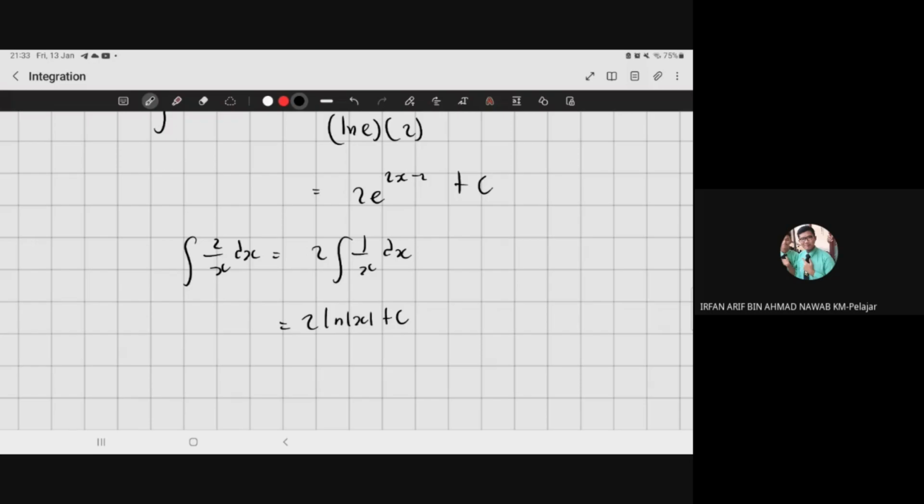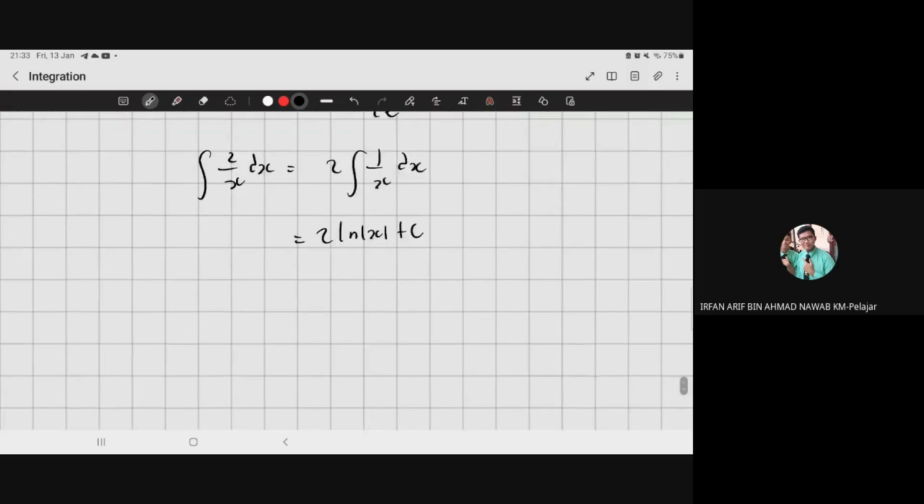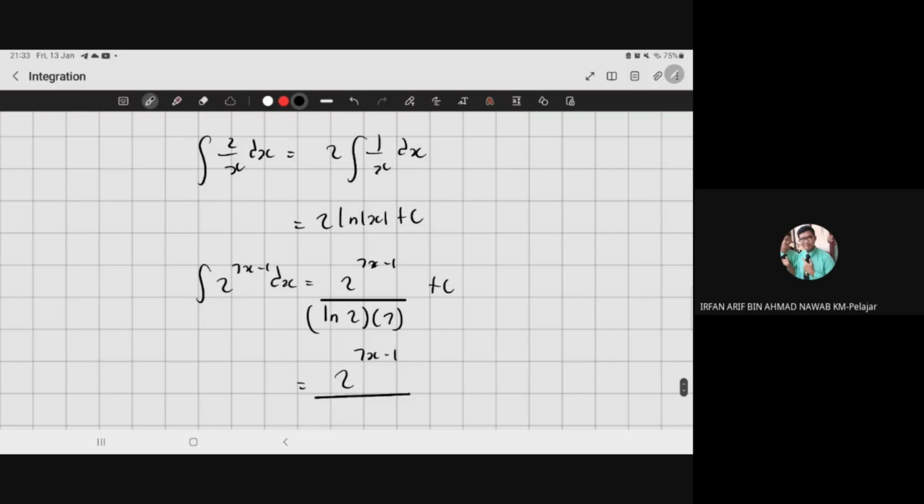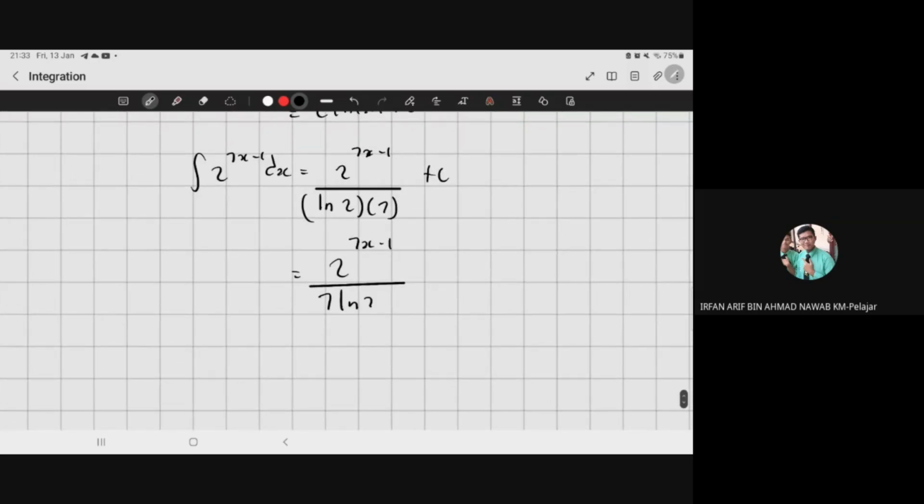So it seems that I am done. Well, kind of. Then let me show you one more. Let's integrate 2 to the power 7x minus 1 dx. Then just apply the formula that you've been given. You will get 2 to the power 7x minus 1 over ln 2 times 7 plus c. And you simplify this, you will get 2 to the power of 7x minus 1 divided by 7 ln 2 plus c.